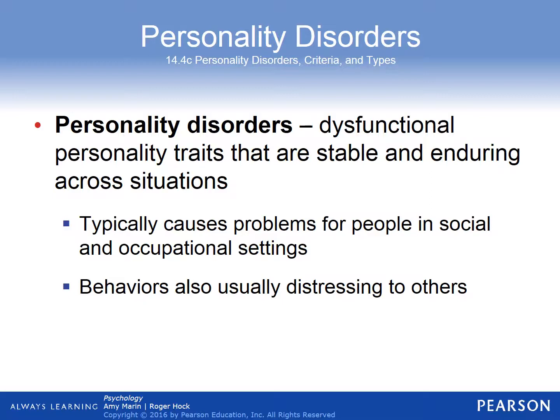Okay, our last group of disorders, in some ways the most interesting, the most difficult to understand the cause of, and the most difficult to treat. Even schizophrenia, if you find the right drug, it can be treated with medication. Personality disorders can't. So they're confusing and they're difficult. Dysfunctional personality traits that are stable and enduring across situations. They cause problems for people in social and occupational or work settings, and they're usually distressing behaviors to others.